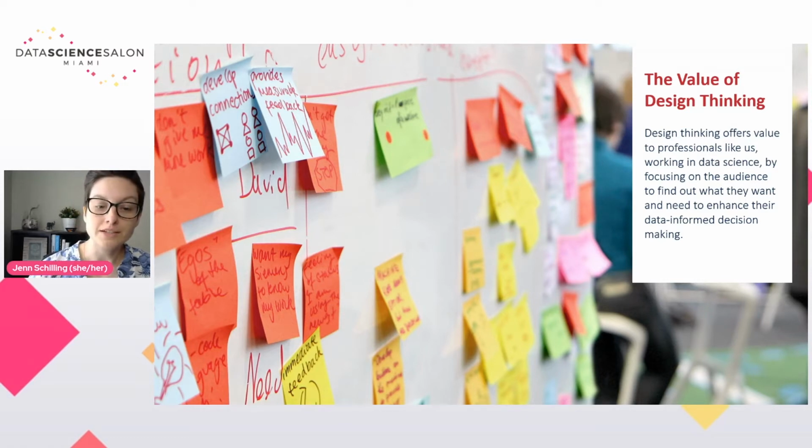I'm going to focus on applying design thinking to dashboards, but this same framework works for many different data science problems, including machine learning and other modeling techniques.